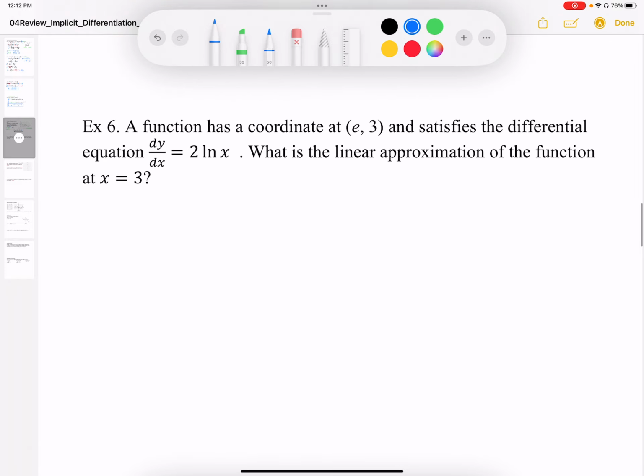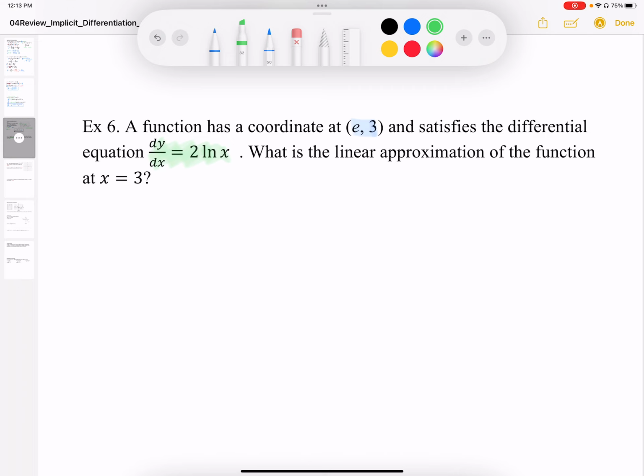For this next one, it says the function has a coordinate at (e, 3). So again, I've been given a point, and that satisfies the differential equation dy over dx is equal to 2 log x. What is the linear approximation of the function at x equals 3? In this case, we've been given the derivative, which is going to give us a slope. We have a point. So all we need to do is calculate the slope, and then we can come up with a linear equation. And that linear equation will approximate the function.